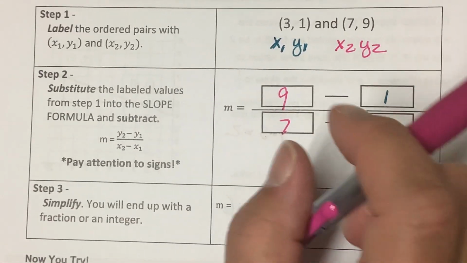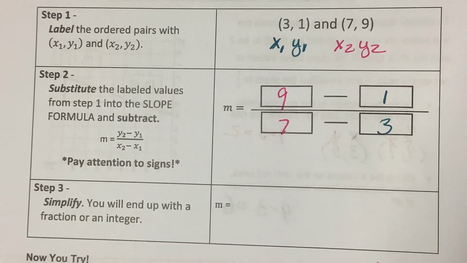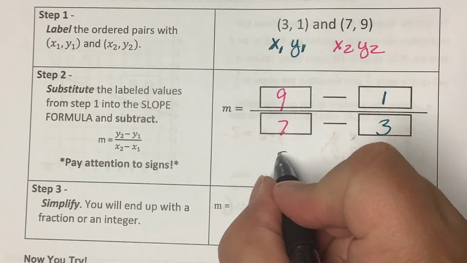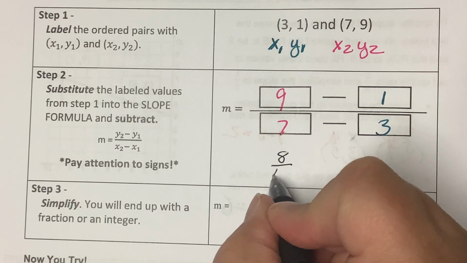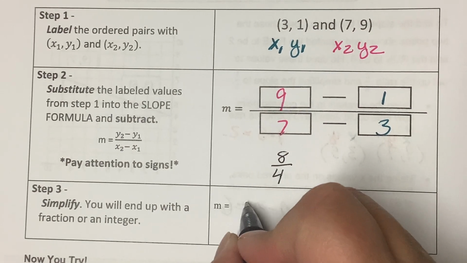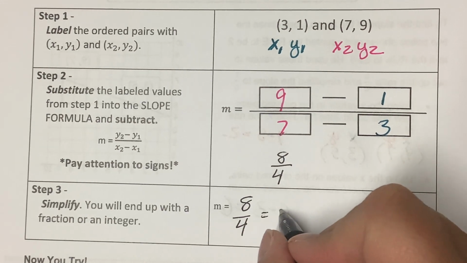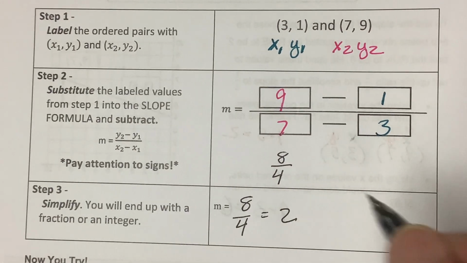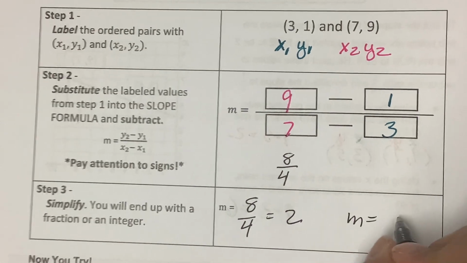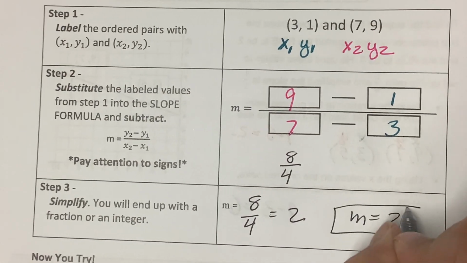Simplify. Well, let's subtract first. 9 minus 1 is 8, and 7 minus 3 is 4. So now I have 8 over 4, which I can simplify to 2, because 8 divided by 4 is 2. So m equals 2. Yay, us.